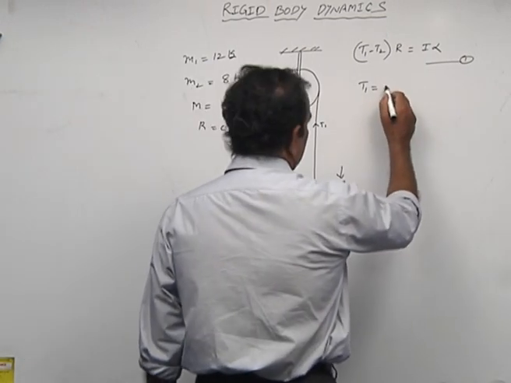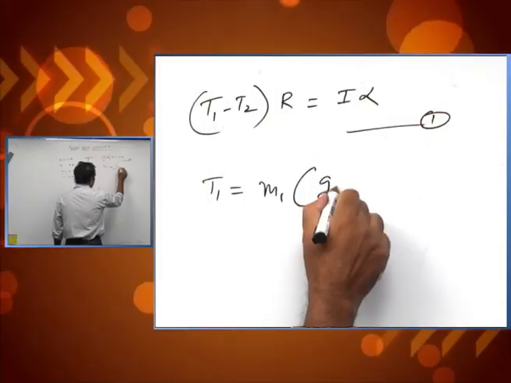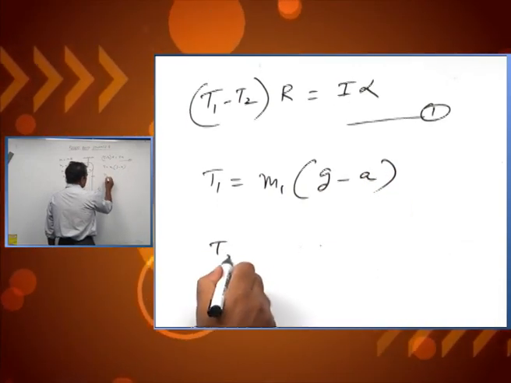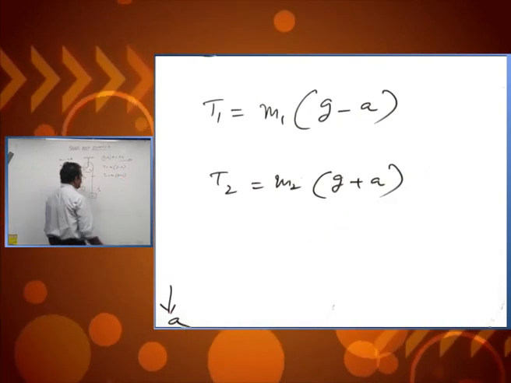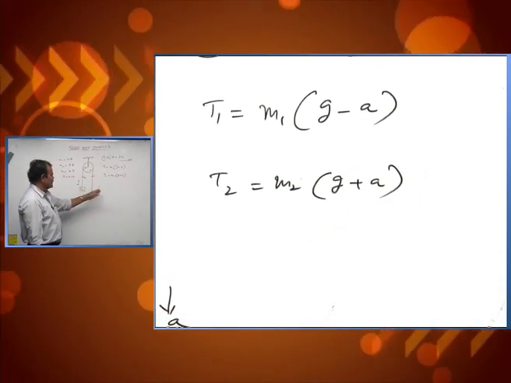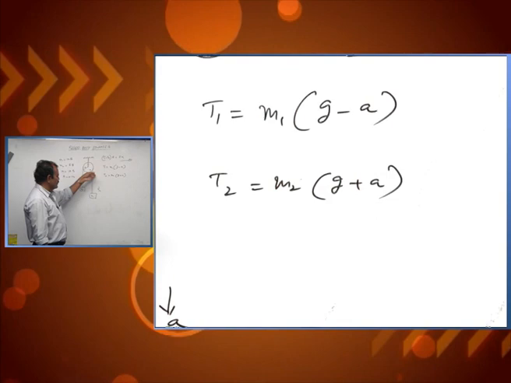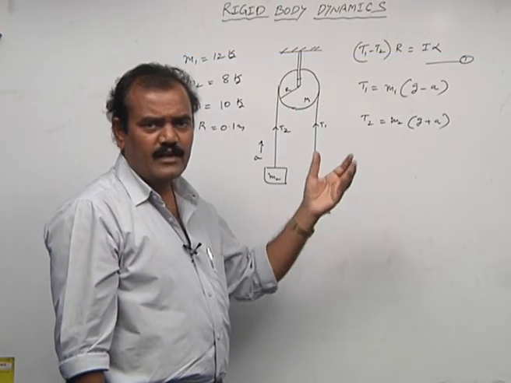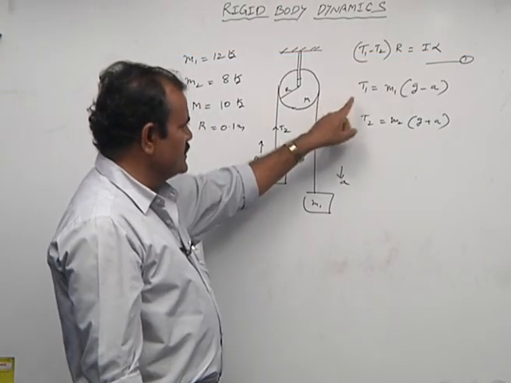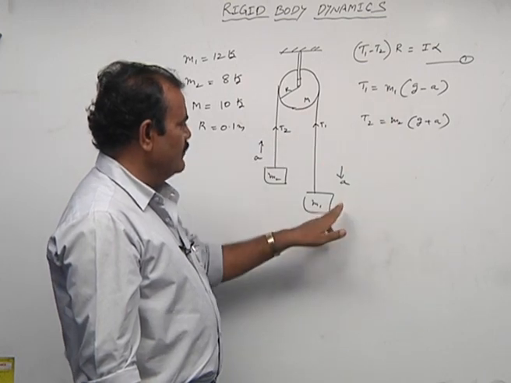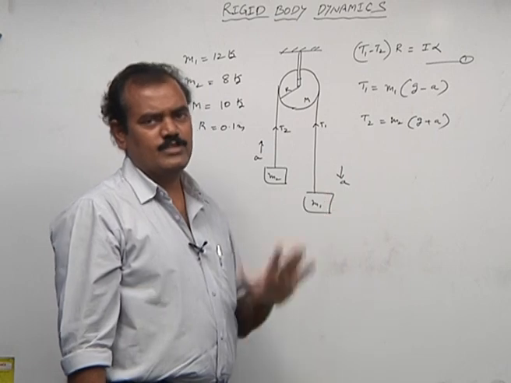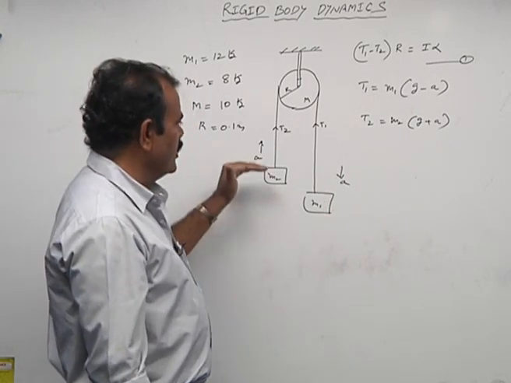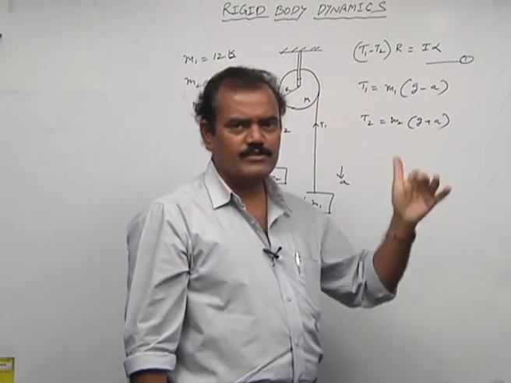T1 is equal to m1 of G minus A, and T2 is equal to m2 of G plus A. As I already told you, you don't need to frame the equations like MA is equal to T1 minus m1G. So it is just a general formula. When the elevator is coming downwards, the apparent weight of the man is given by m of G minus A. When it is moving upwards, the apparent weight of the man is m of G plus A.